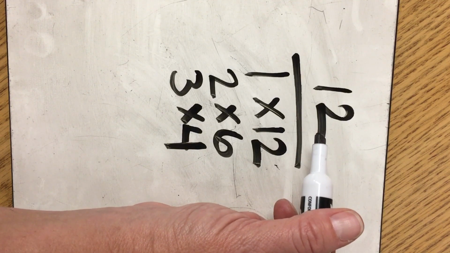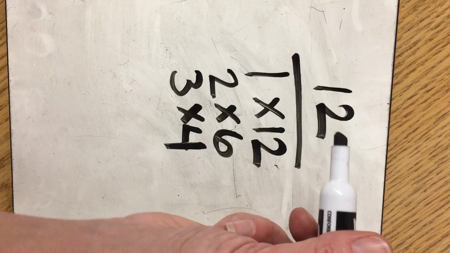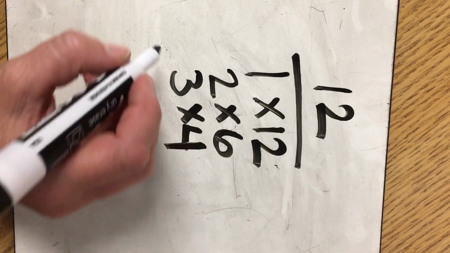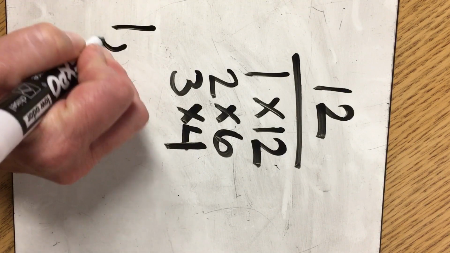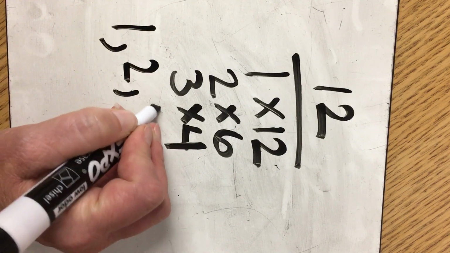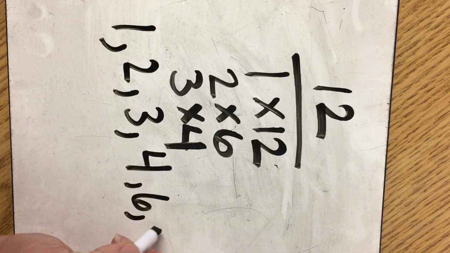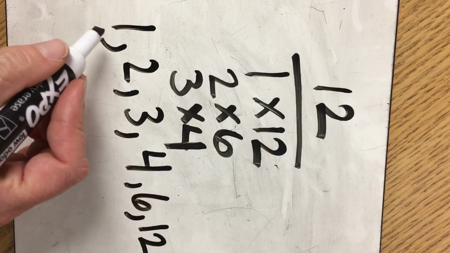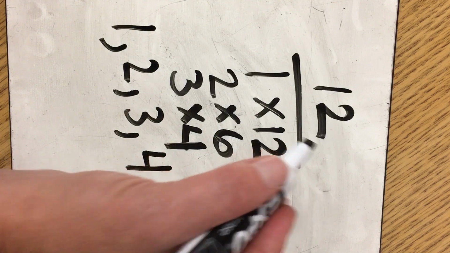If you were asked to list these factors, or list the factors of 12, you would want to list them down below from least to greatest. And you would simply list them like such. And then we would say that 1, 2, 3, 4, 6, and 12 are all factors of 12.